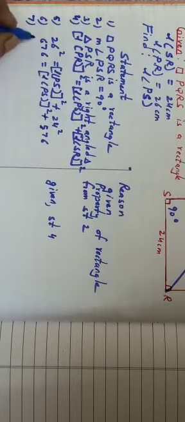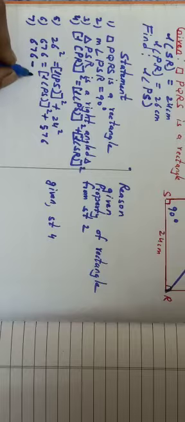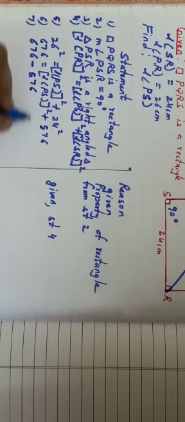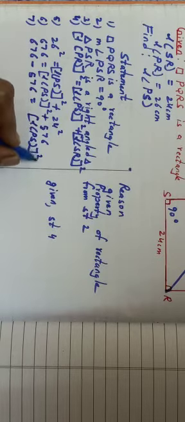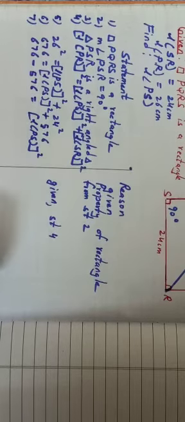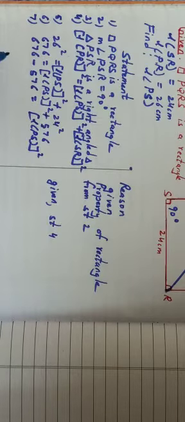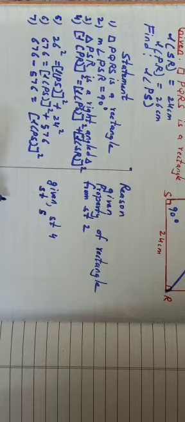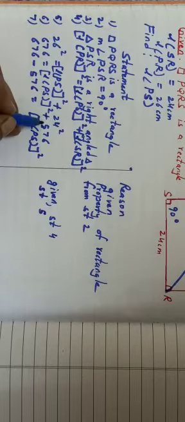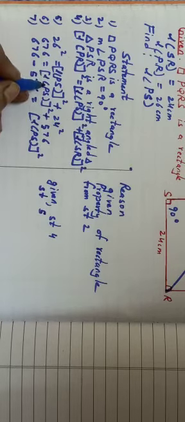We will take it to LHS. It will become 676 minus 576, which is equal to, now this reason what we will write here. See, we have substituted: the 6th we wrote is equal to plus all this from statement 5. Like this we can write, and this we have taken it. So this we are writing because of statement 6.